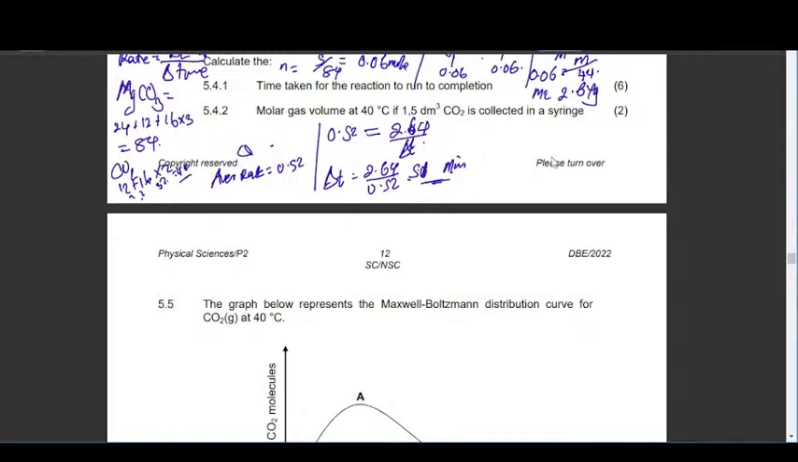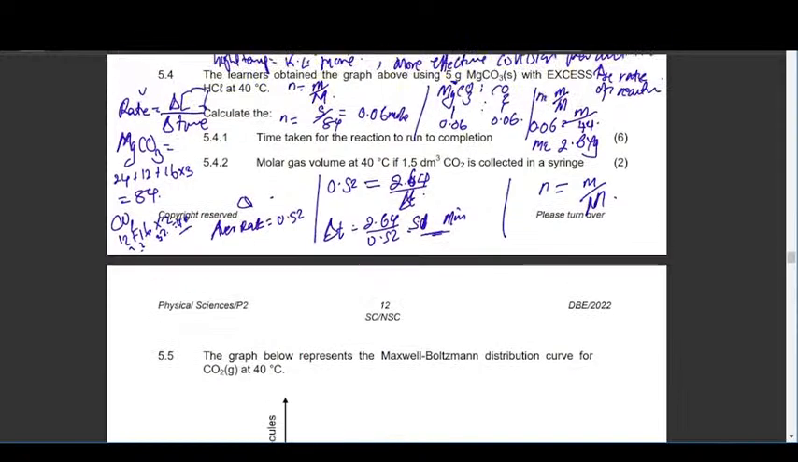So don't forget that the molar mass still is going to be the same. Number of moles is equal to mass over molar mass. Obviously, I have the number of moles here. We calculated them here. So it's going to be 0.06 is equal to the mass. They are looking for the molar mass. So do I have the mass?